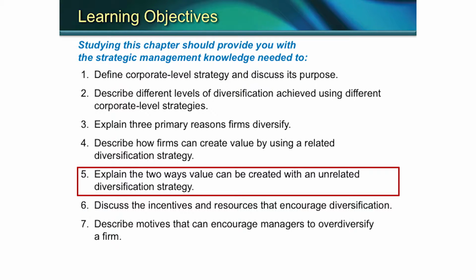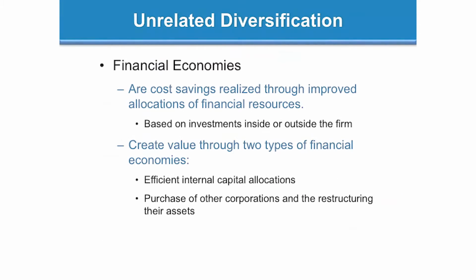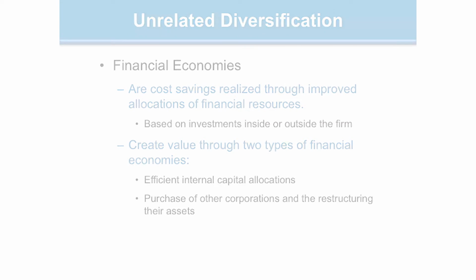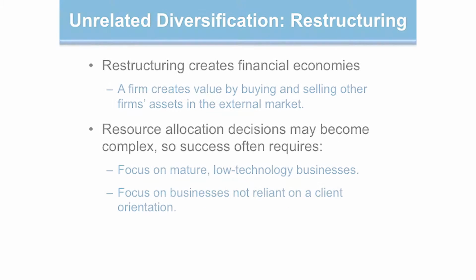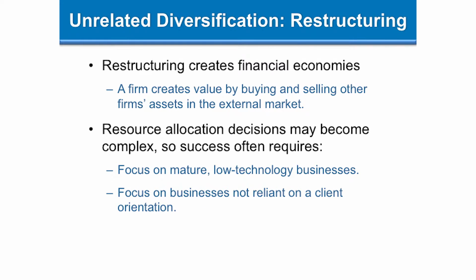Now we talk about unrelated diversification strategy. Firms can create value by unrelated diversification strategy by realizing financial economies. This is like stock investment. If a firm has more unrelated businesses, the firm allocates its internal capital into different businesses based on their risk level or expected performance, or purchases other corporations' assets, restructures, and sells them in the external market.